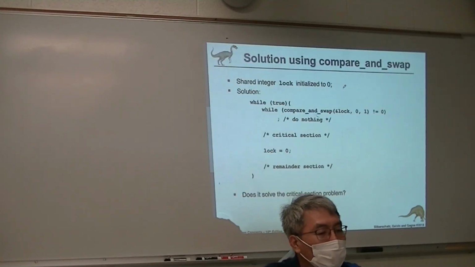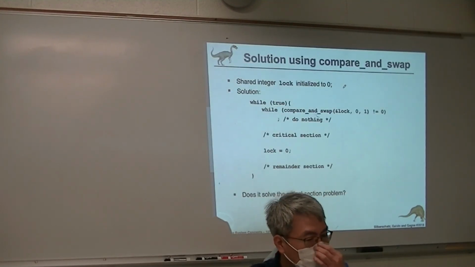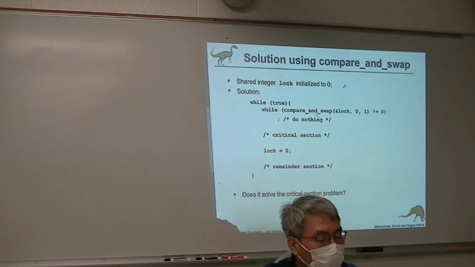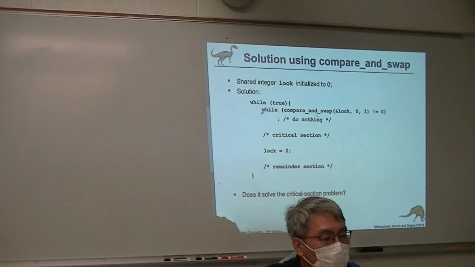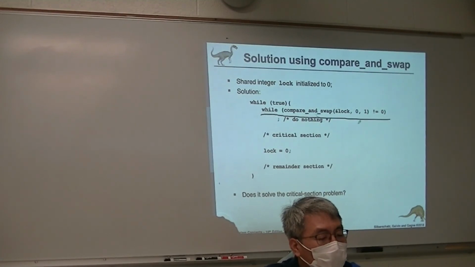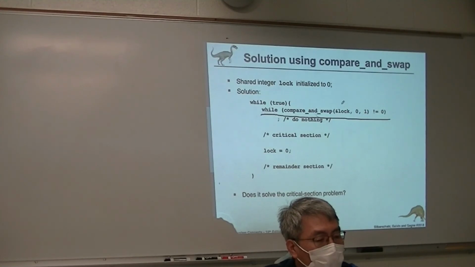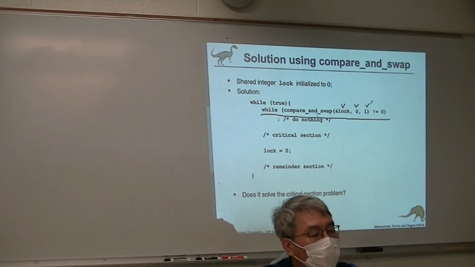Okay, let's see the example of this one. So basically a similar idea as test and set. This is the entry section. Then there are three parameter values. One is lock. Lock is 0 or 1 at this time. And then this is the expected value. This is the new value.